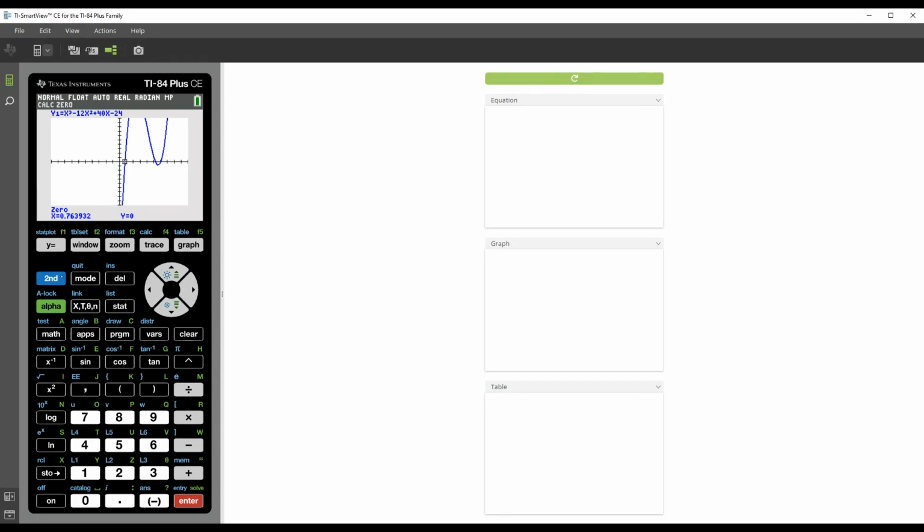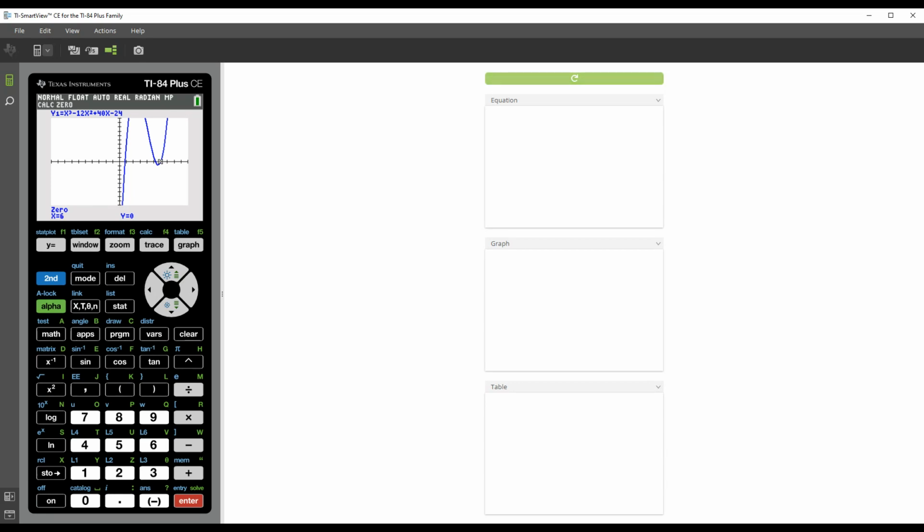The next one looks like it's between 5 and 6. So I'm going to say second, calculate. I want to find the 0 between what's my left bound? 5, and my right bound is 6. I never guess. So I go like that. Oh, and look what it did. So the last 0 is actually right at 6. So I've actually found the third one when I was trying to find the second one.